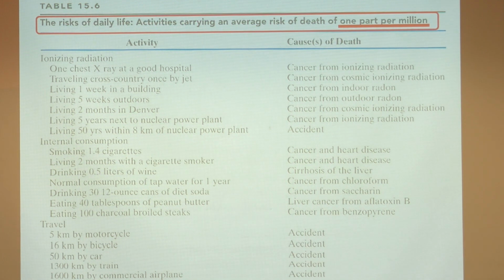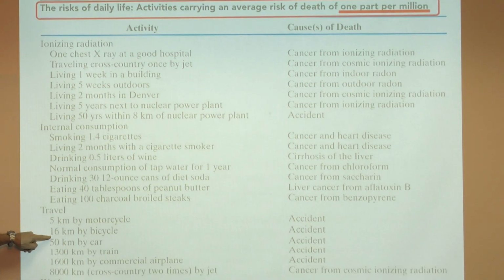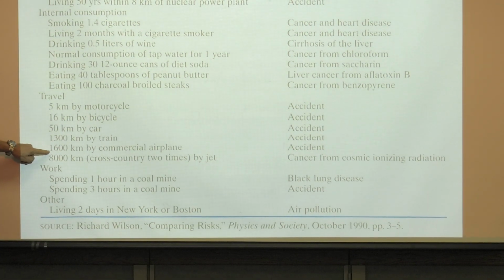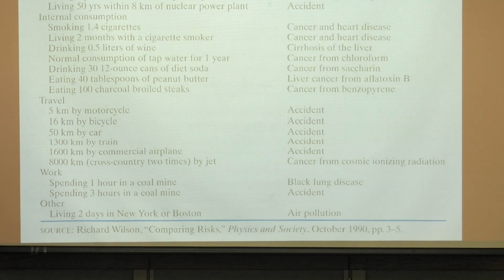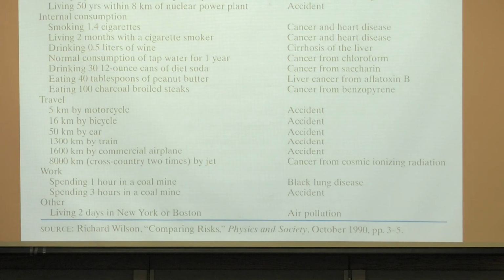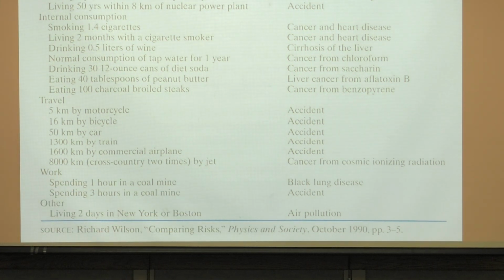Okay, that's travel. Motorcycle, 5 kilometers, 16 kilometers by bike, 50 kilometers by car, 1300 by train, 1600 by airplane, on and on and on. And then working in a coal mine, not a good thing, right? Living in New York City or Boston, air pollution. So all of these have exactly the same risk: 1 part per million death. So I just thought it was kind of fun.